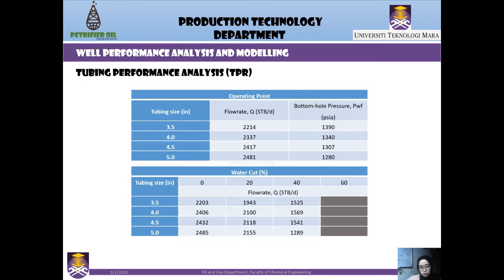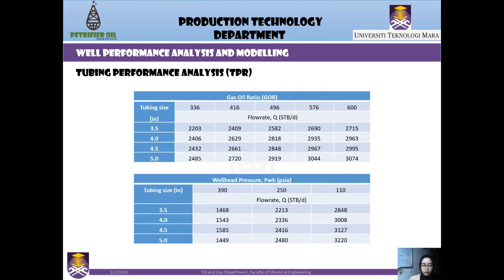However, at 60% water cut, all of the tubing sizes are not able to produce any oil at all. And this is the next sensitivity analysis, which is the gas oil ratio as well as the wellhead pressure. These are the detailed results for the well deliverability.